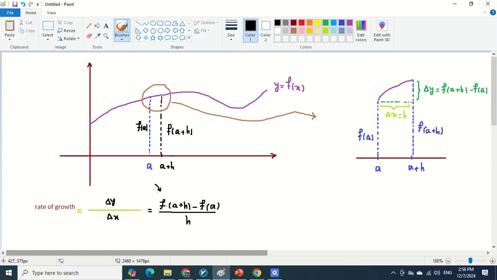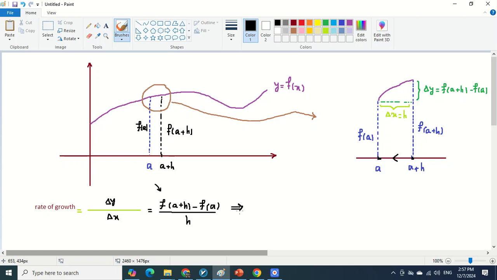But if I want to calculate that at one moment, at the moment that it happens, meaning at the point A, then I should tend A plus h to A, or I should tend h to 0. So if I want to move this point from the right side to the point A over here, it's enough to tend h to 0. Then I will find the value of the derivative at the point A.